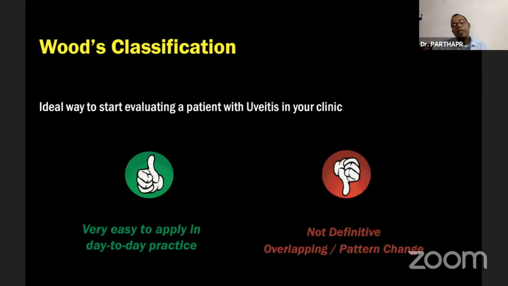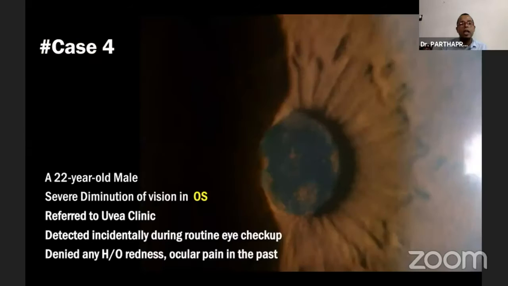The downside of this classification is that it is not definitive. There are often overlapping and pattern changes. For example, the first case I showed, the sarcoid uveitis, sarcoid can sometimes present as non-granulomatous uveitis also. So you have to keep that in mind when you are dealing with Wood's classification.